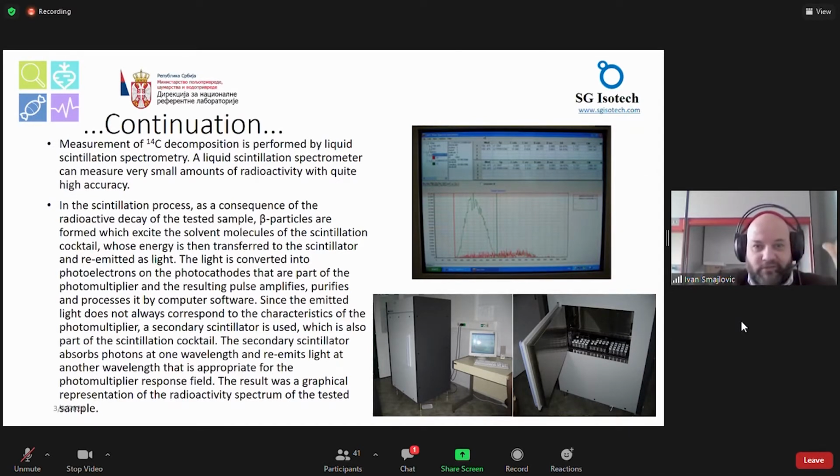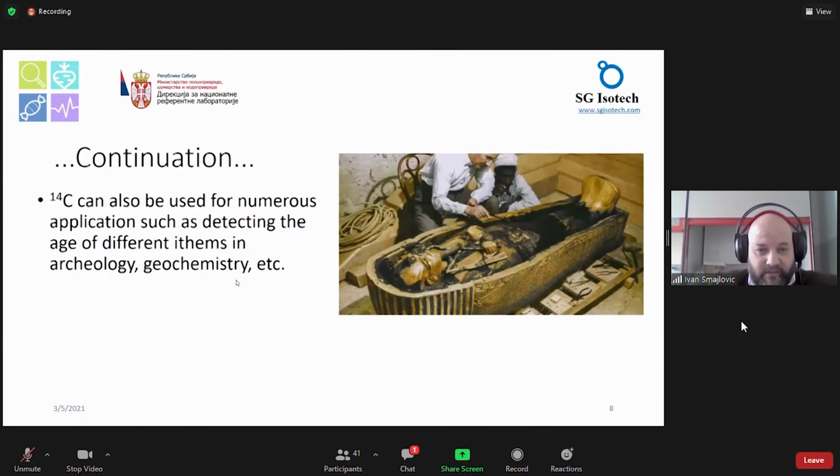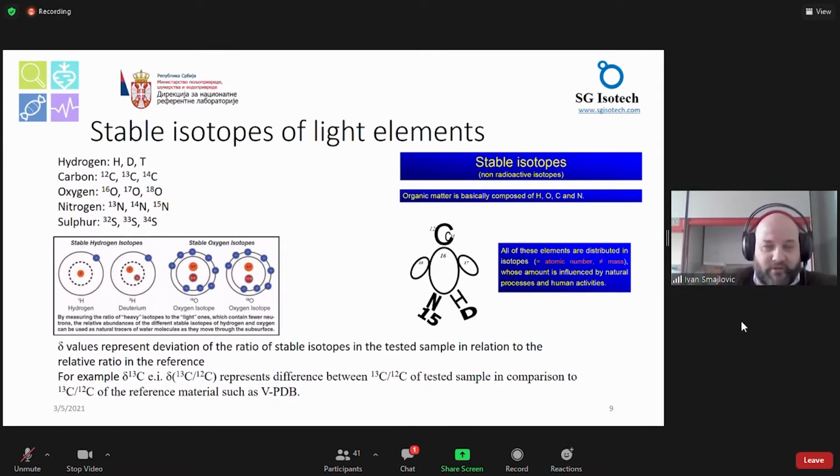It was a long time ago, 15 years ago, when I started working on this Quantulus. It excites the sample so that it starts to emit light. This light is then accepted by specific detectors, and software calculates the amount of bombarding photons. It counts this and gives these peaks. So yeah, that's it.